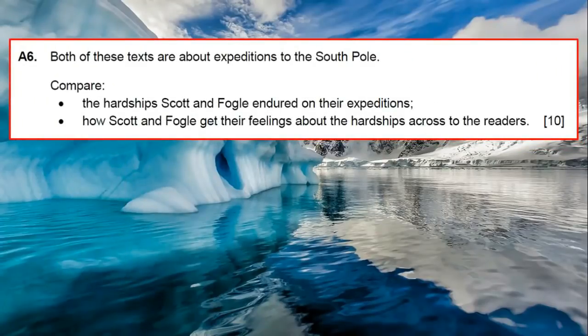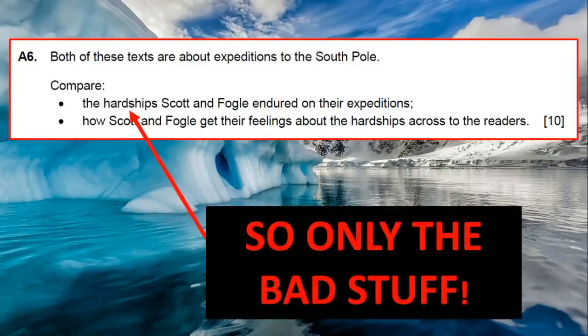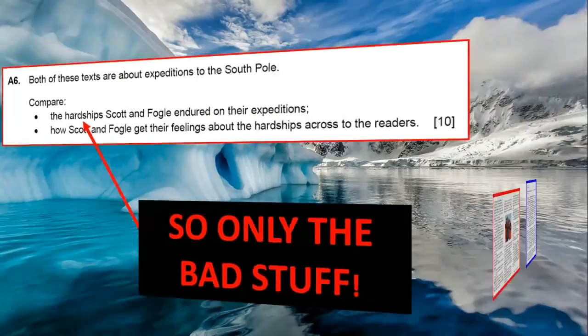So there's the question again then. It's about the South Pole. You need to compare the things they've went through, and then also how Scott and Fogle, who are the writers of the extract, get their feelings across about the hardships. So remember, it is about the hardships, so you don't need to talk about other stuff. So be specific to the question. So we don't need to say that Ben Fogle had a really nice time on the trip, because that's not what the question's about. It's things that they suffered.